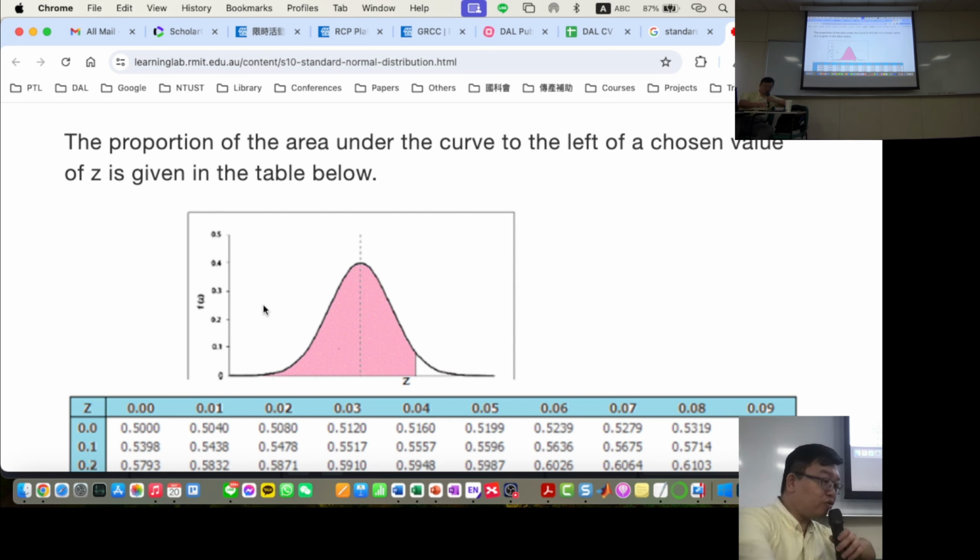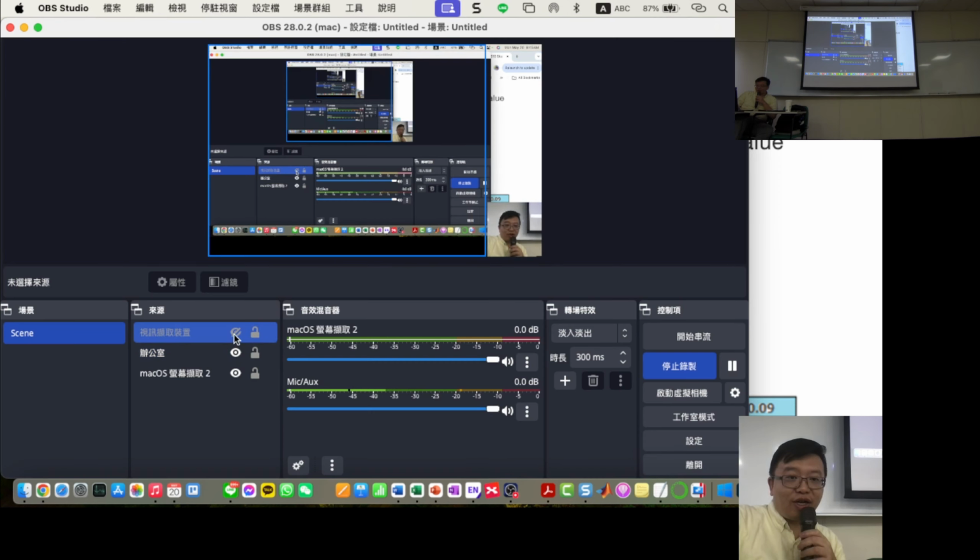So I can tell you, if you do the integral from negative infinity to infinity, this equals 1, because 100%. Any question? I'm sorry, I didn't do this.